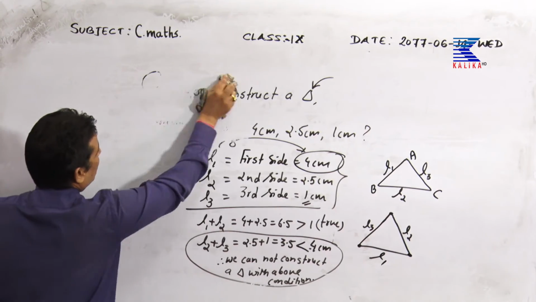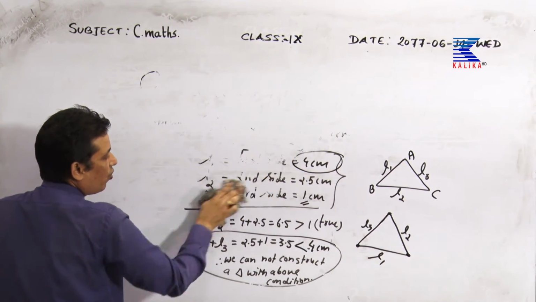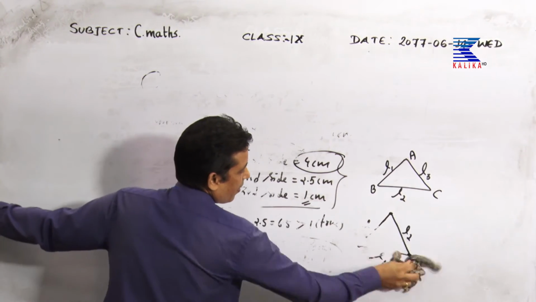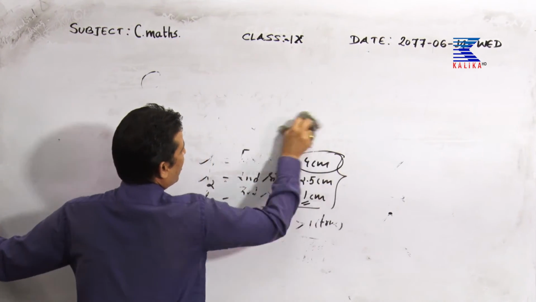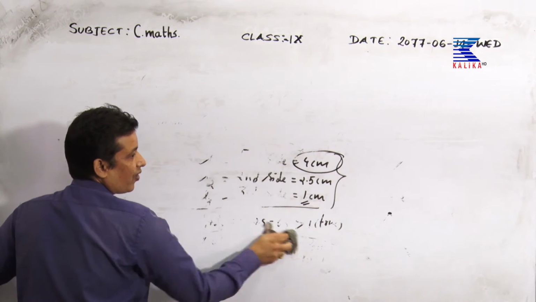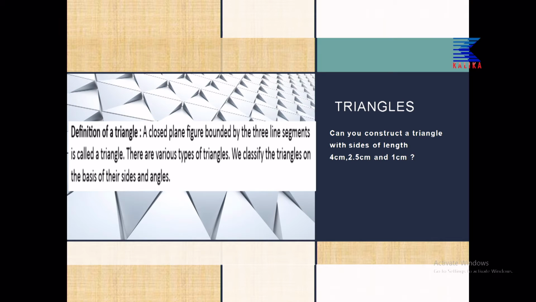And the answer to my question is no, we cannot construct. It is because the sum of length of two sides is not greater than the third side there. 2.5 plus 1 makes 3.5, which is less than 4 centimeter. Therefore, we cannot construct the triangle.